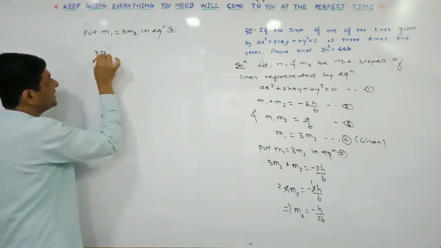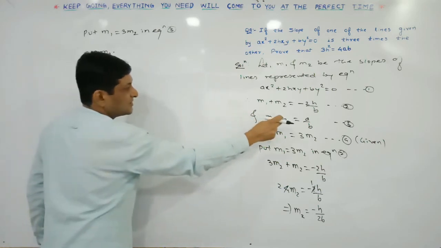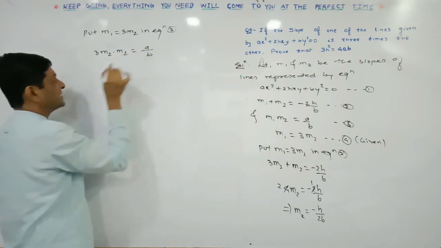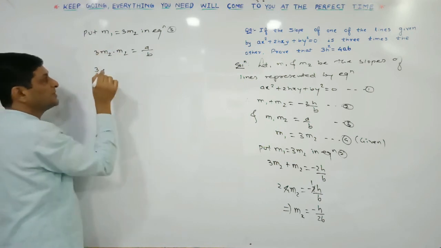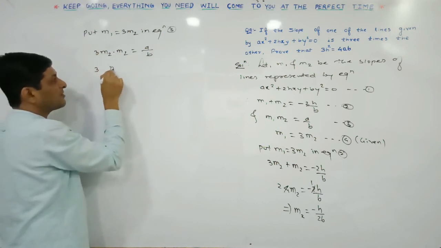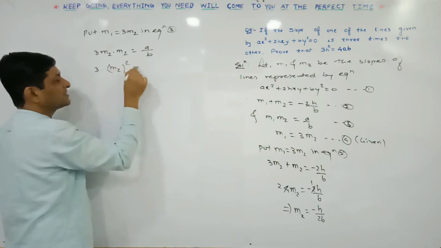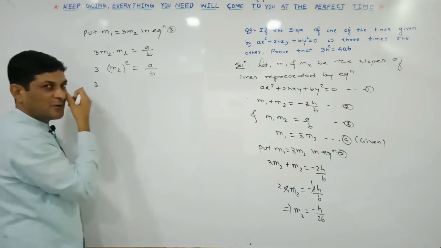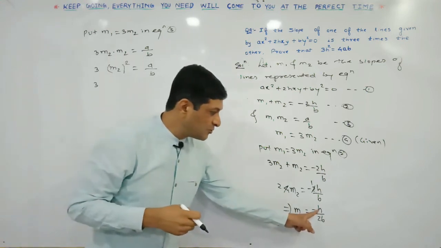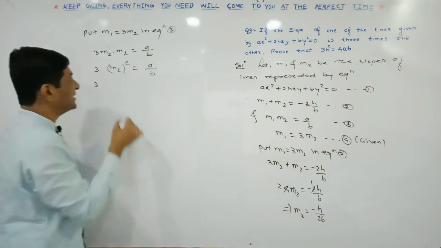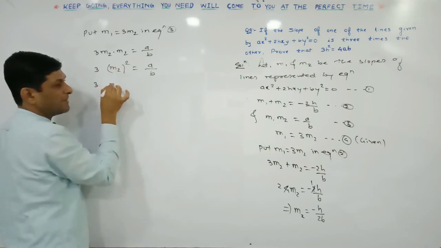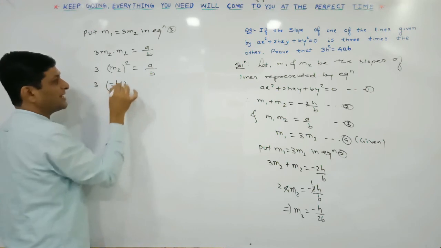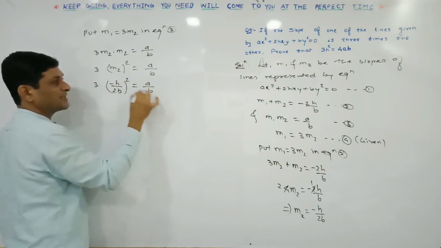So here 3m2 into, again keep this m2 as it is, on the right hand side a upon b, keep it as it is. 3 as it is, m2 into m2 will be equal to m2 square, is equal to a upon b, keep it as it is. So 3, keep it as it is. What is the value of m2 here? m2 is equal to minus h upon 2b. So replace this m2 by minus h upon 2b. Keep this square as it is, on this side a upon b also as it is.